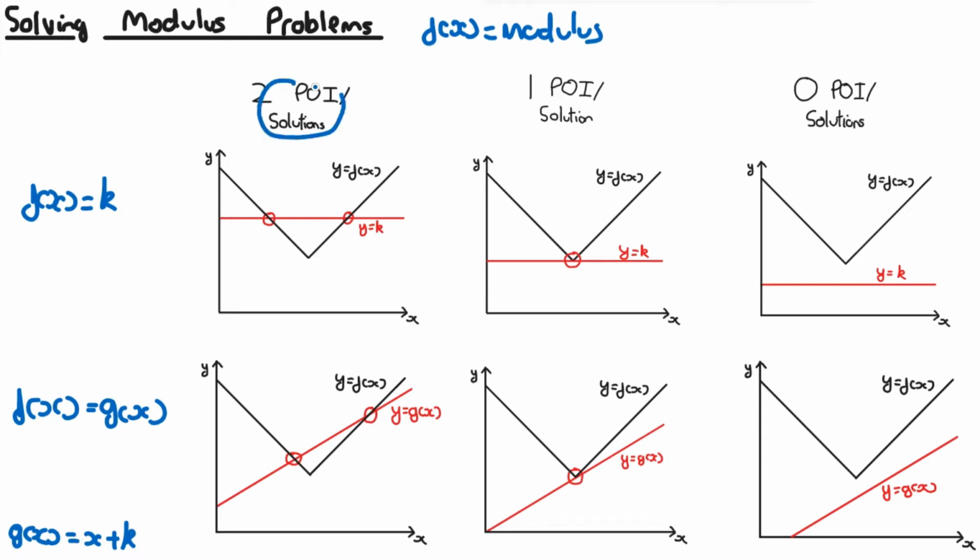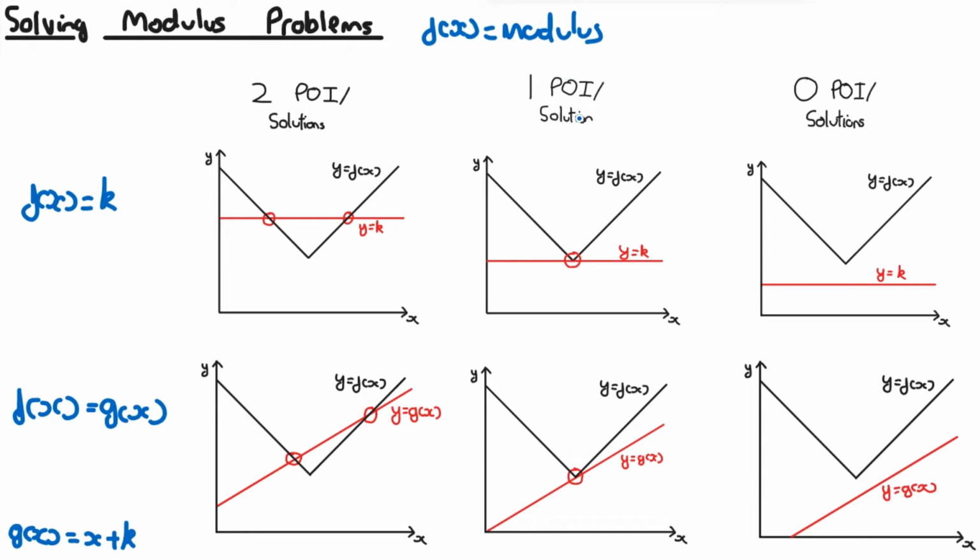If it has two solutions, it will look like this, where there are two points of intersection. If there's one solution, it will look something like this, where there's one point of intersection. And if there are zero solutions, it will look something like this, where the lines don't touch each other at all. Using this information, you may have to find the exact value of k if it's one solution, or a set of values for k if it's two or zero solutions. And the key to this is the minimum point of the modulus.